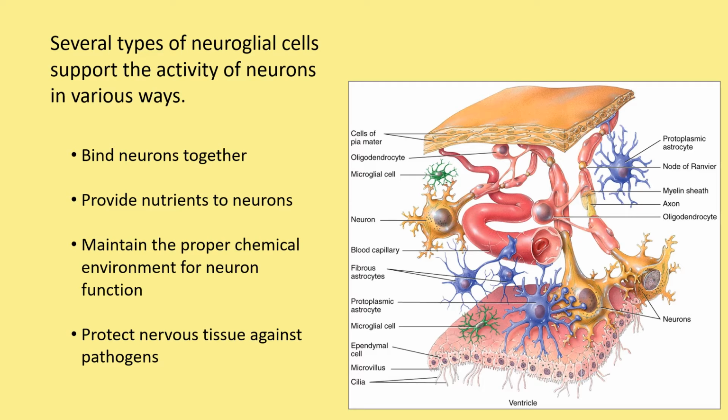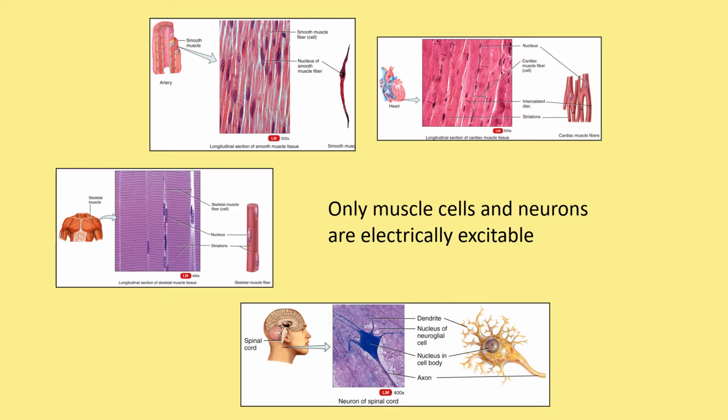So it's not an exhaustive list. I don't need to talk about every single type of glial cell, but I would like you to know that glial cells are far more numerous than neurons. There are several different types of glial cells. We'll only focus on a couple down the road. And each type of glial cell plays its own role in maintaining homeostasis. Another reminder that muscle cells and neurons are the only two types of electrically excitable cells in the body.